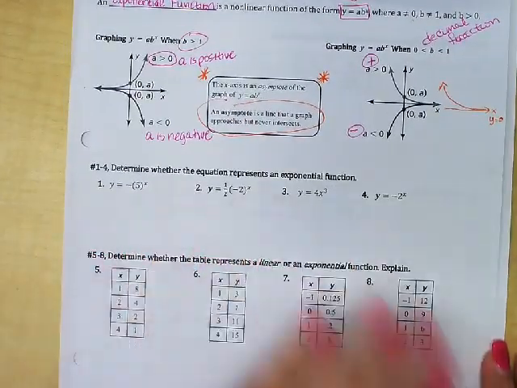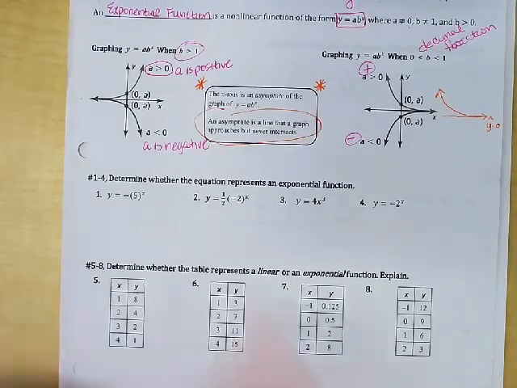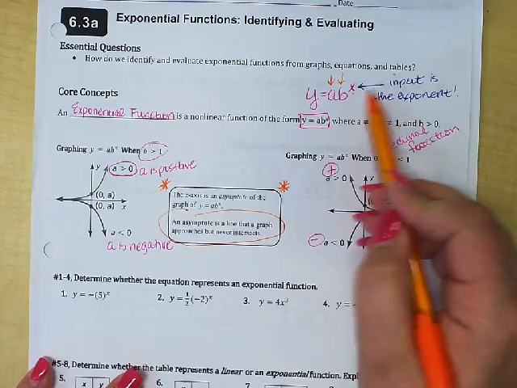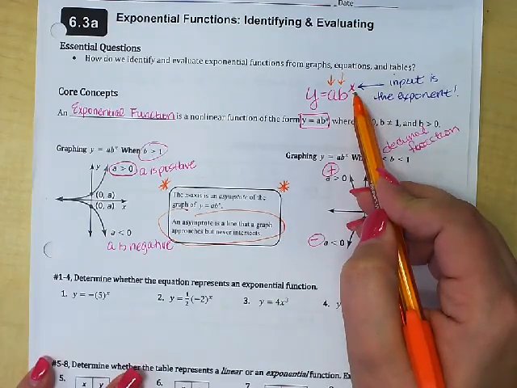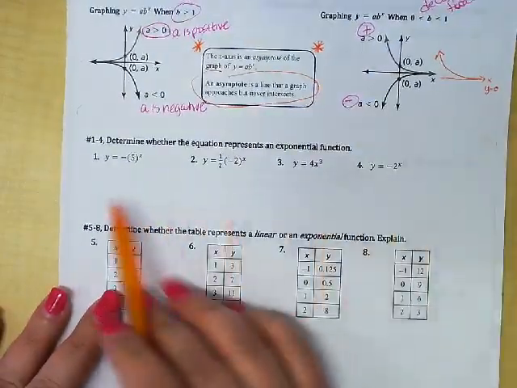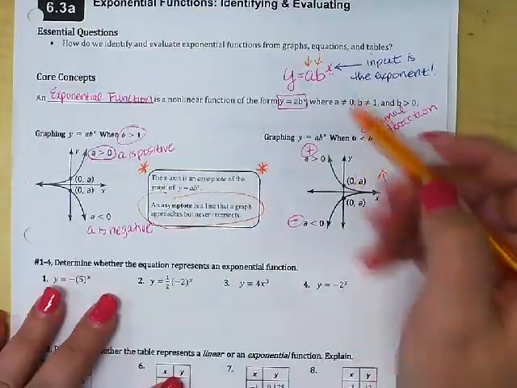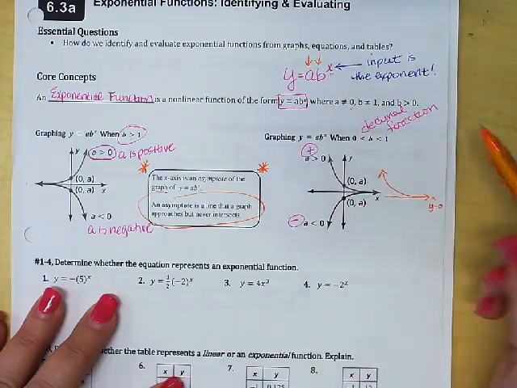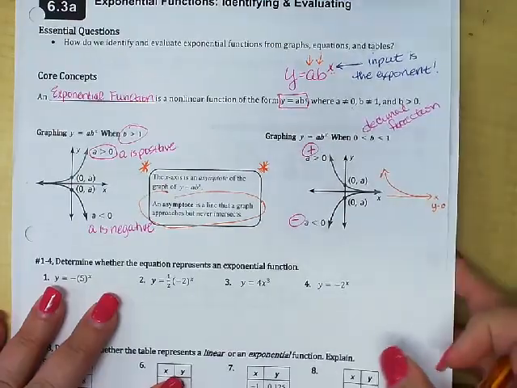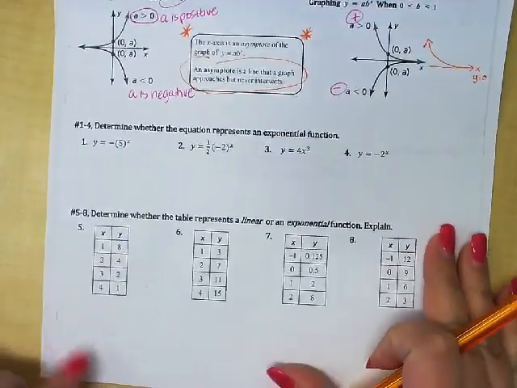Okay, now let's talk about from an equation. One of the major ways to tell is to make sure, first of all, that your x is your exponent, that the input x value or variable is the exponent of your function. So that's one of the first things we look for. Then we look to see that these other criteria are also met, that a is not 0, that b is not 1, and that b is positive. Okay, so let's try some of these.